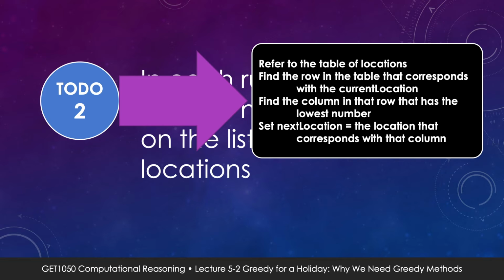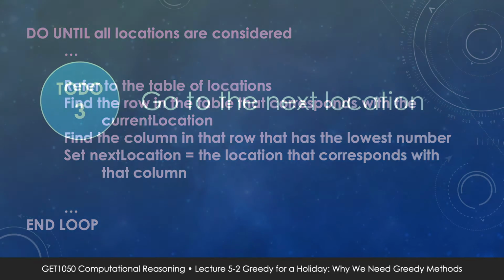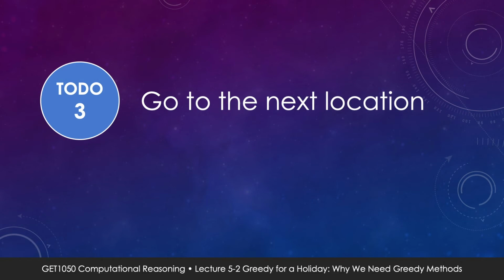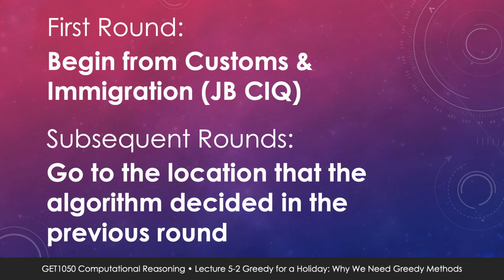Okay, so let's put that chunk of code into our loop. Here's how it looks. Do until all locations are considered and so on, the rest of the code, end loop. Alright, now we actually have to go to the next location, or at least pretend that we're going there, right? So this step is a little bit complicated. Why? Because in our first run, we must start from the customs and immigration checkpoint. And it's only in the subsequent runs that we begin from wherever our algorithm decides.